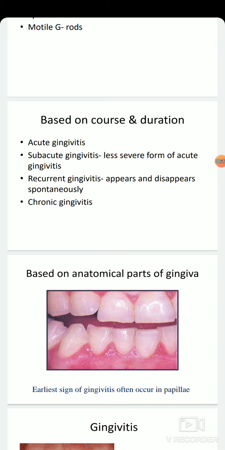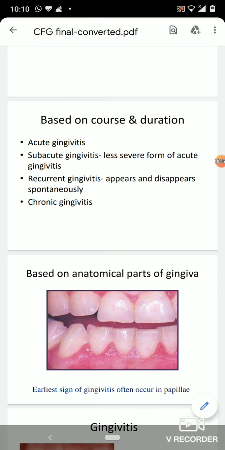It is a slow onset in nature, with a longer duration, and painless. So the acute and chronic differences: acute is sudden onset, chronic is slow onset. Acute is short duration, say about 14 to 21 days, and longer duration is chronic. And acute is painful and chronic is painless.